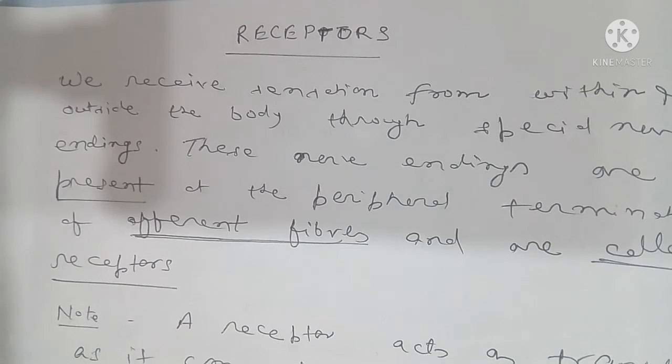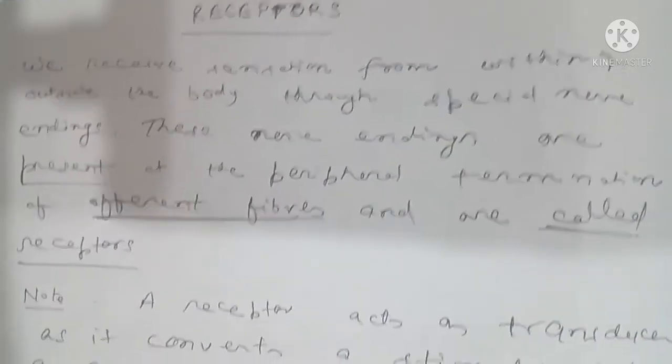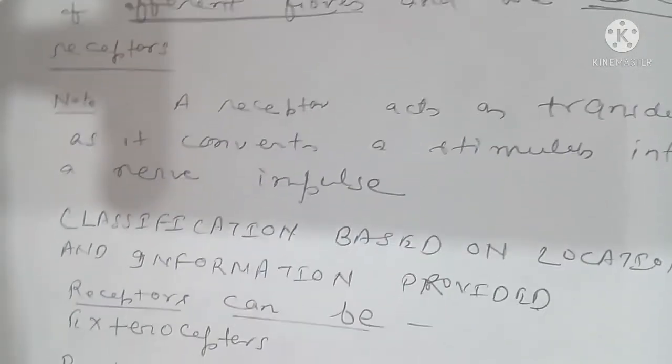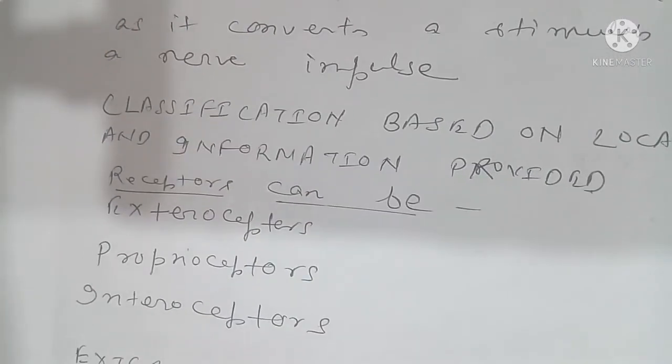Now, what is a receptor? Now we will define the receptor. A receptor acts as a transducer, as it converts a stimulus into a nerve impulse. Now the classification based on location and information provided. The receptors can be of three types: one is the exteroceptor, second is the proprioceptor, and third is the interoceptor.